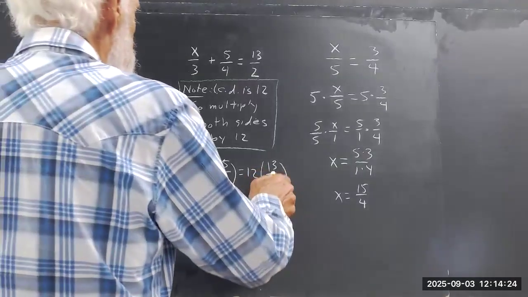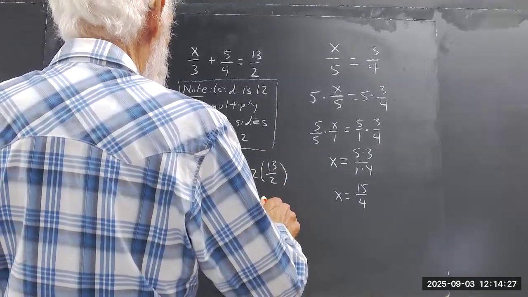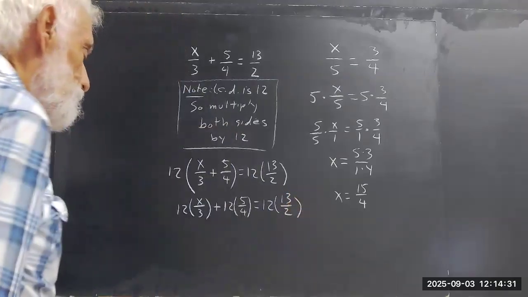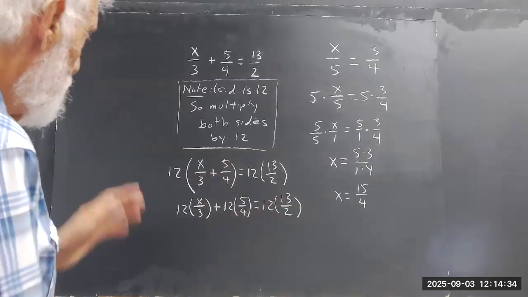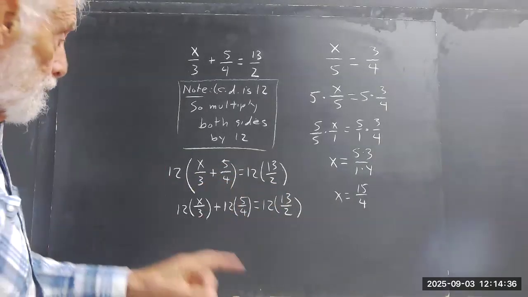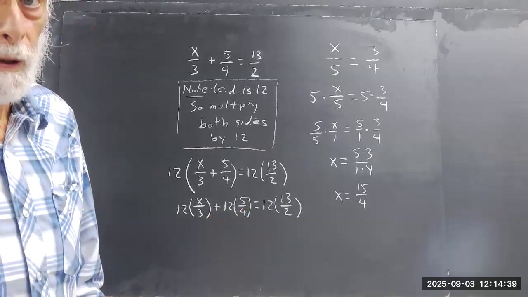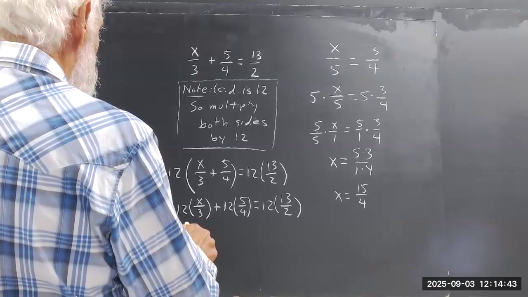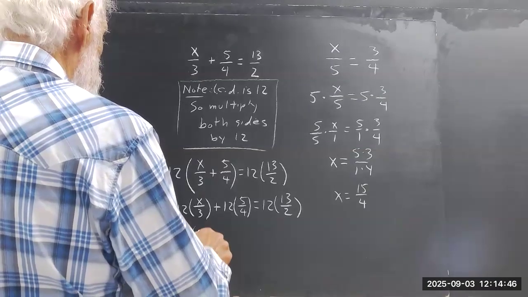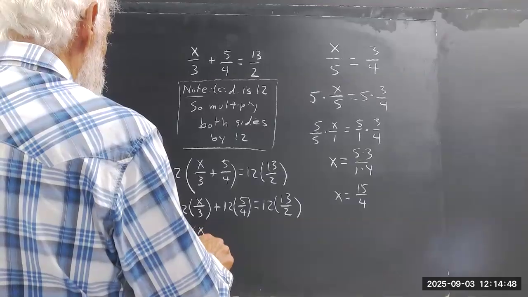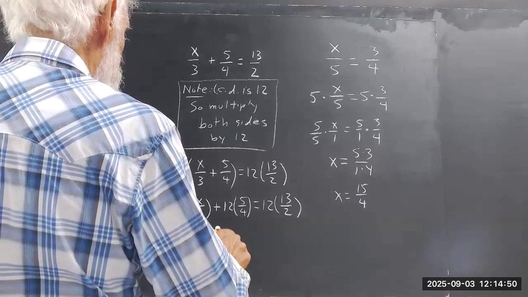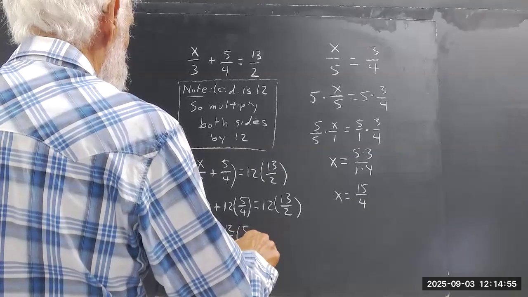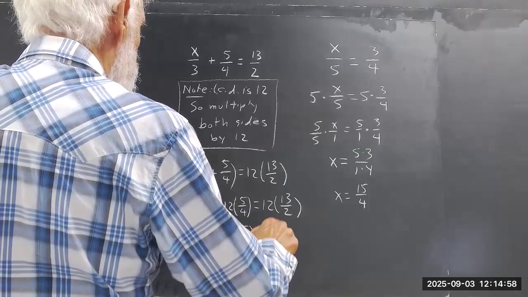And then I got 12 times 13 over 2. I could simplify that right now and just try to concentrate on making sure everything is multiplied by 12, and I can see how everything is multiplied by 12. Then, writing out all steps, I'm going to do 12 over 1 times x over 3 plus 12 over 1 times 5 over 4.